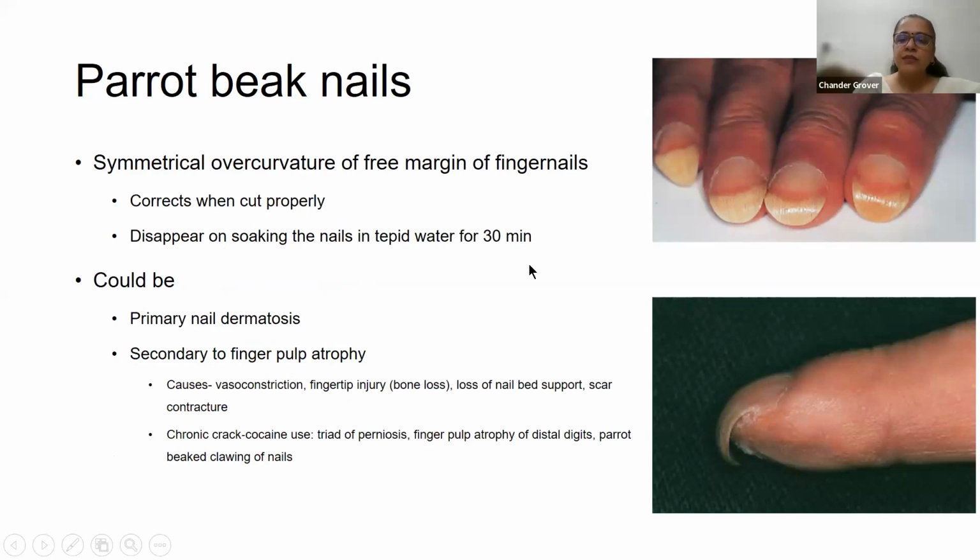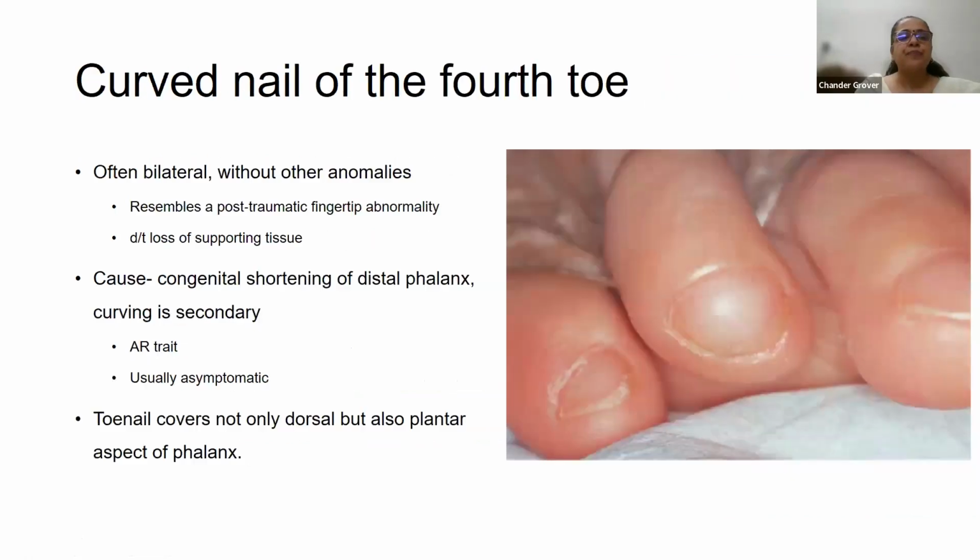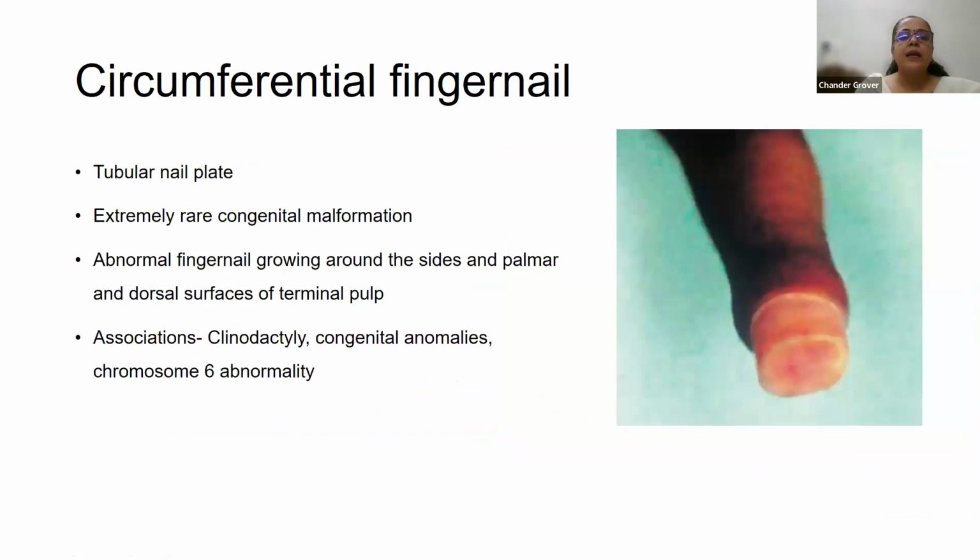And then as soon as the plate becomes softened, the biomechanics go back to normal and the nail resumes its normal shape. Curved nail of the fourth toe is an isolated abnormality. Here, the nail plate is so much curved that it is even going up to the plantar aspect. It's counted as an autosomal recessive trait and usually remains asymptomatic.